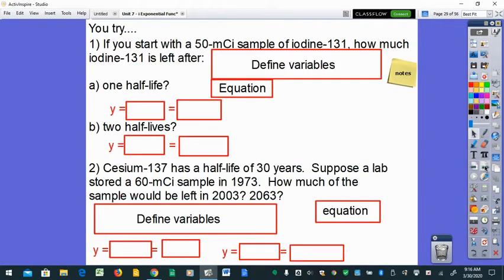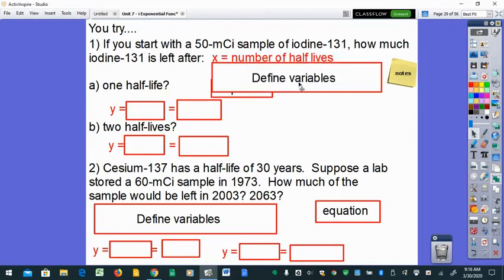So let's do a couple more of these new types of problems. I'm going to read the first one, and then I'm going to ask you to pause the video and try it yourself. And we'll do the same thing with the second one when you come back. So if you start with a 50 millicurie sample of iodine-131, how much iodine-131 is left after part A, 1 half-life, and after 2 half-lives? So we're going to define our variables. We're going to write an equation, and then we're going to try it for 1 and 2 half-lives. So why don't you pause the video and see if you can do that part yourself, and we'll be right back. Okay, everybody, let's see how you did.